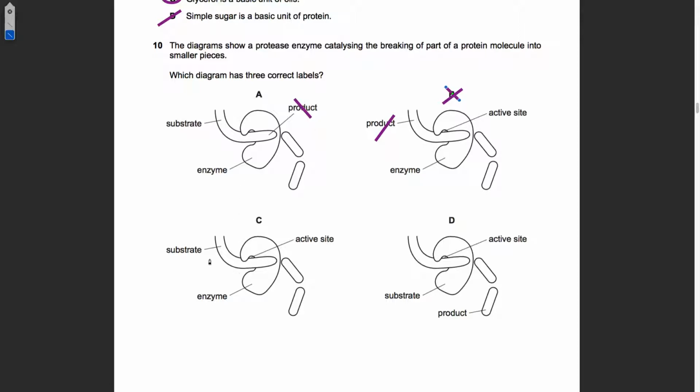For C, substrate going into the active site, sounds good. Active site pointing to this cleft, brill. Enzyme, yes. To me, C looks like the right answer. I'm going to circle it, but let's just go to D. D, active site, yes. Substrate, definitely not. This is the enzyme, okay? The substrate is this that's going into the active site. Product's correct, but obviously this is wrong. And going back to A, this was wrong as well. So C is our answer for 10.